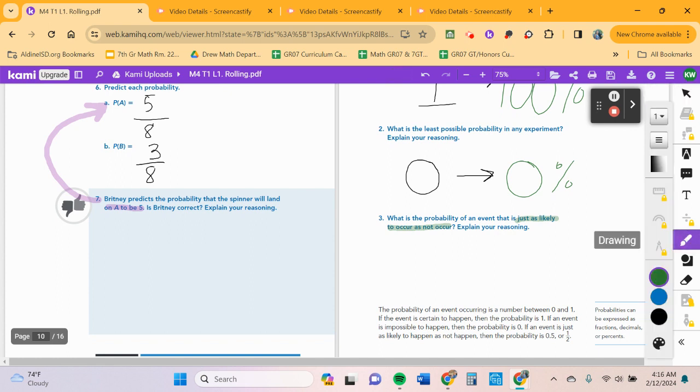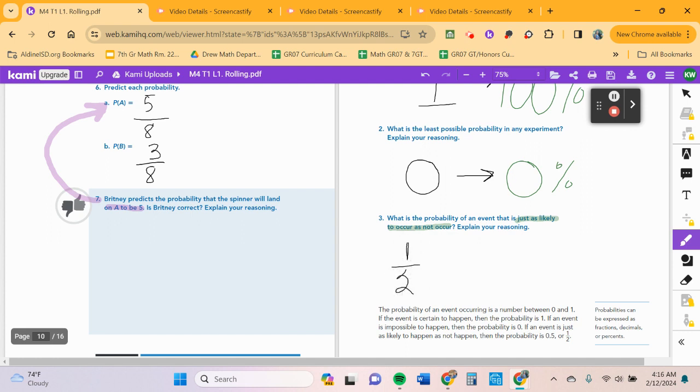And then number 3 says, what is the probability of an event that is just as likely to occur as not? So think somewhere right in the middle, right? If there is a chance that it might or might not happen, you've probably heard this before, there's about a 50-50 chance, right? So that could look like 1/2, which we've seen before. That could also look like a decimal number, 0.5, or it could look like the percentage 50%. And also note this right here, which is kind of what I just explained: probabilities can be expressed as fractions, decimals, or percents.